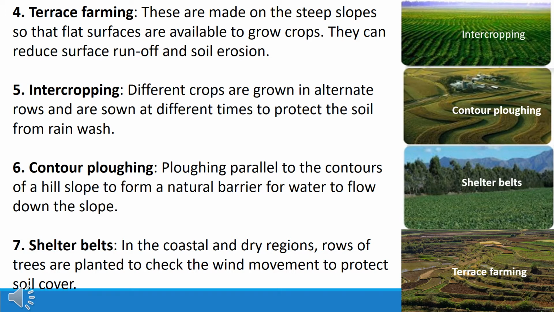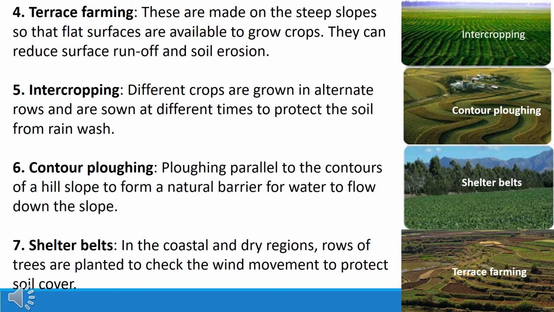Intercropping is a type of soil conservation method where different crops are grown in alternate rows and are sown at different times to protect the soil from rainfall or soil erosion.